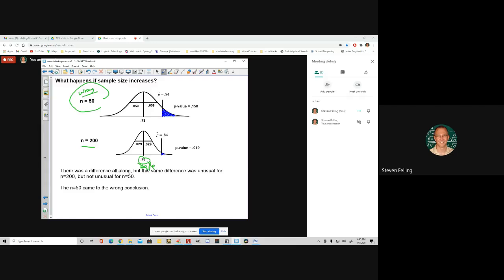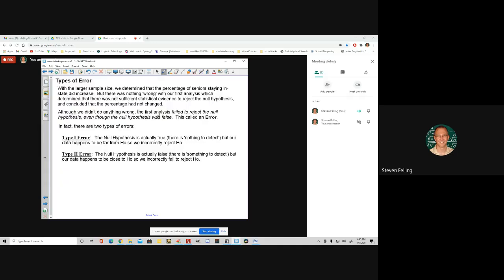Okay. All right. So even though we didn't do anything wrong, the first analysis failed to reject the null, even though the null hypothesis was in fact false. There was a difference. That is referred to as an error. Doesn't mean we did anything wrong. It's just a standard statistical term. That means that the analysis came to the wrong conclusion. And that's going to happen when you base things on probability, okay?